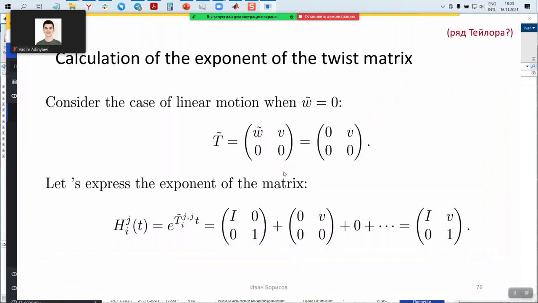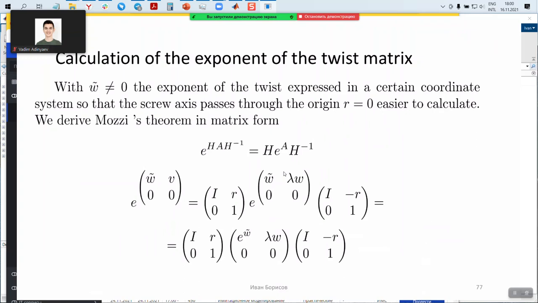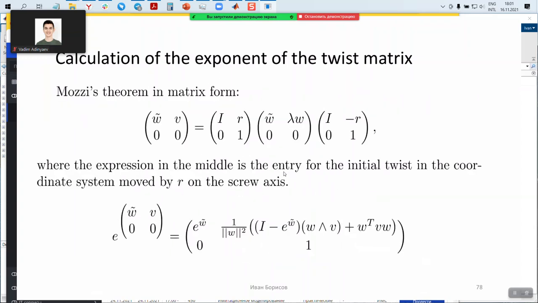We can also see here some example of proof. What can you do with the homogeneous transformation matrix, which equals exponent in the power of twist? So you can consider it at your own pace. I do not want to dig into the details, but actually you will get that the homogeneous transformation matrix equals exponent in the form of twist.